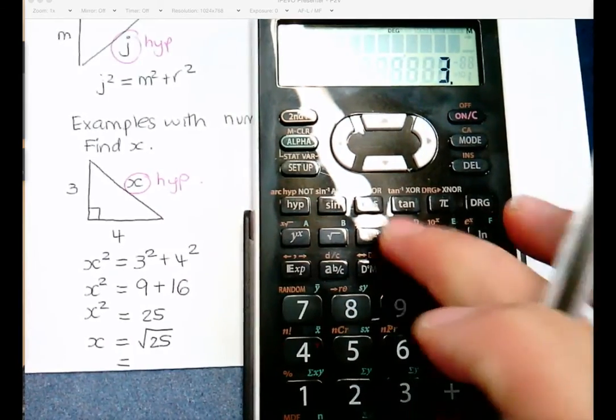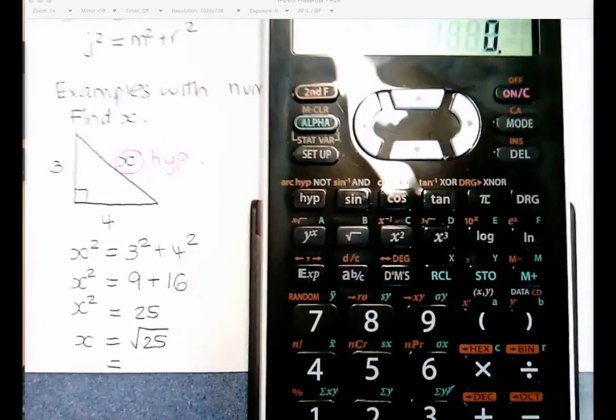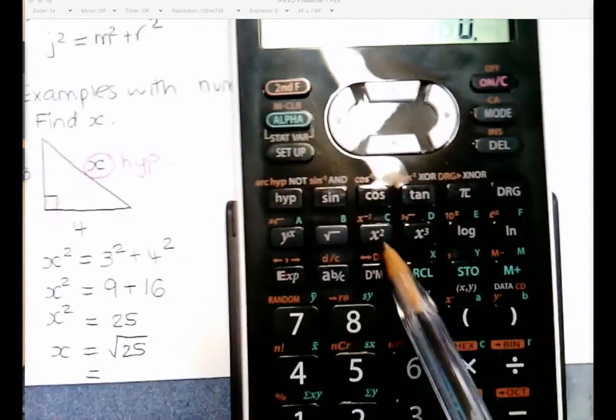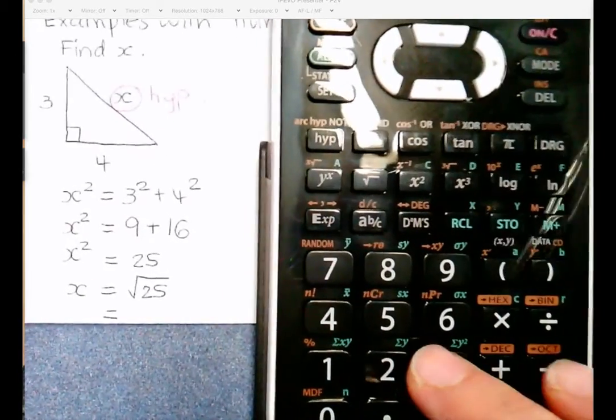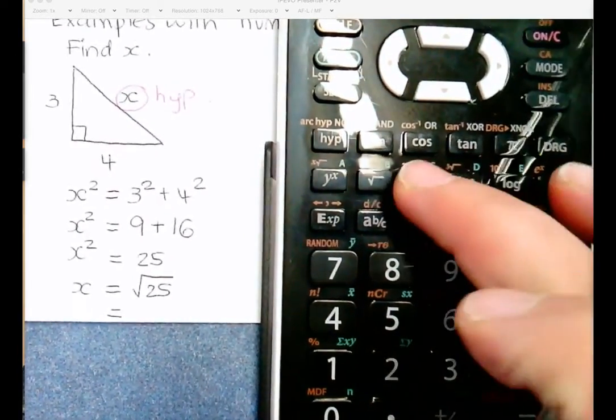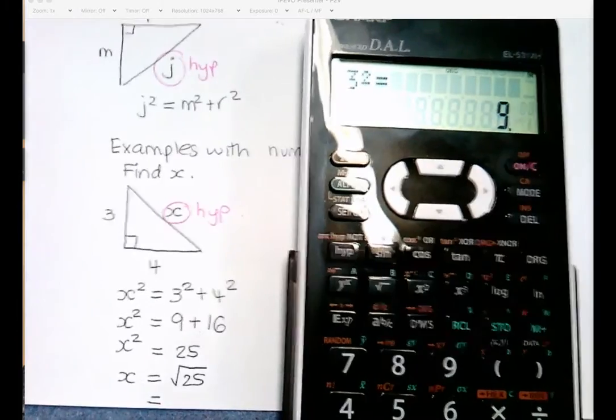It's 3 squared. You press the 3 and then the x squared button. I'll do that again for you. Cancel. Press 3 and the x squared button, then press equals and you get 9. So the answer is 9. That's for the 3 squared.